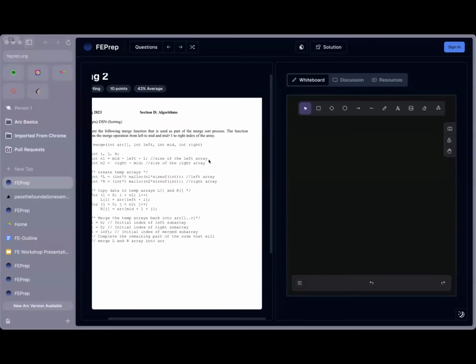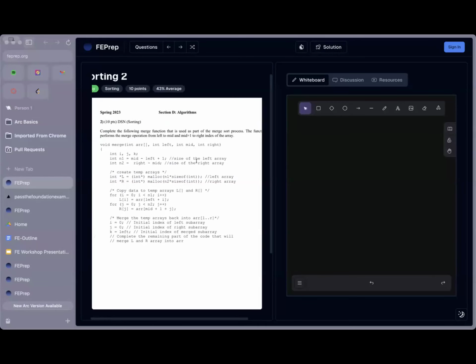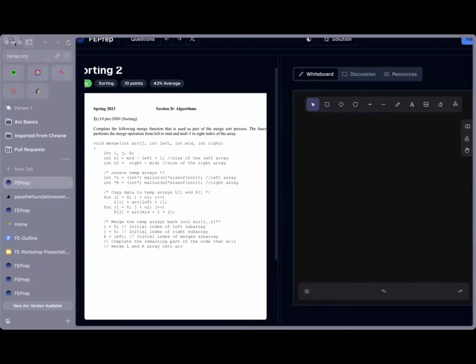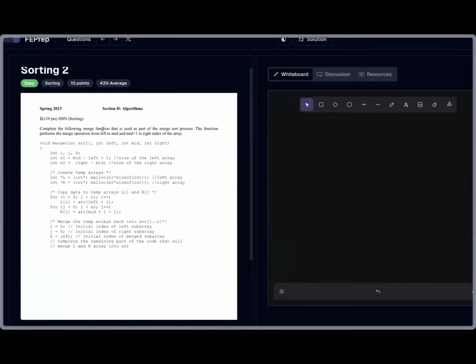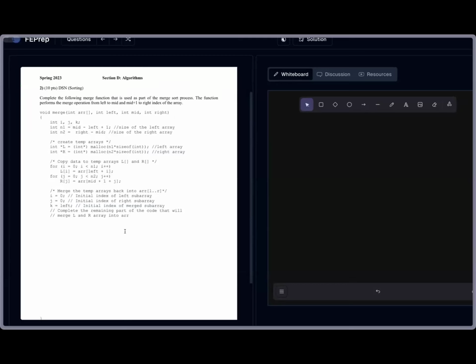All right. So for this question, we're going to complete the following merge function that is used as part of the merge sort process. The function performs the merge operation from left to mid and mid plus one to the right index of the array. So they essentially created the merge function for us, and we just need to complete the remaining part of the code that will merge the left and right arrays into the array.